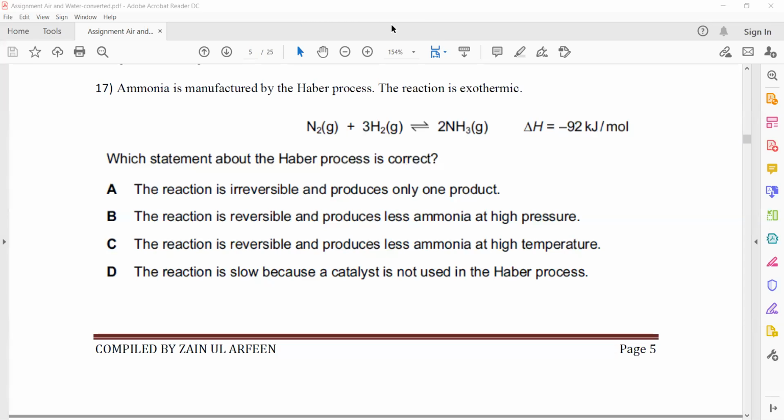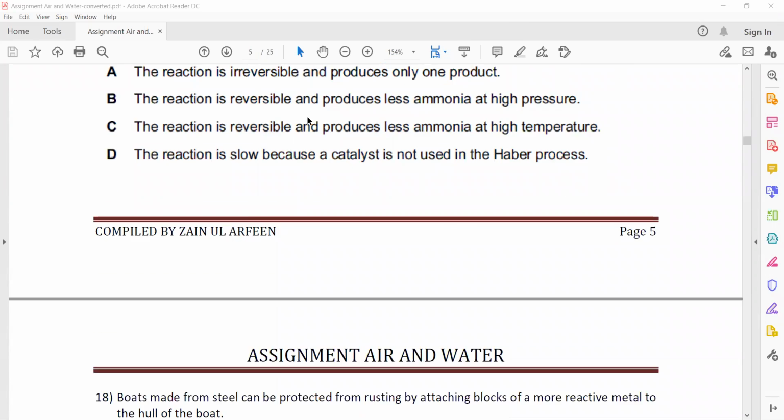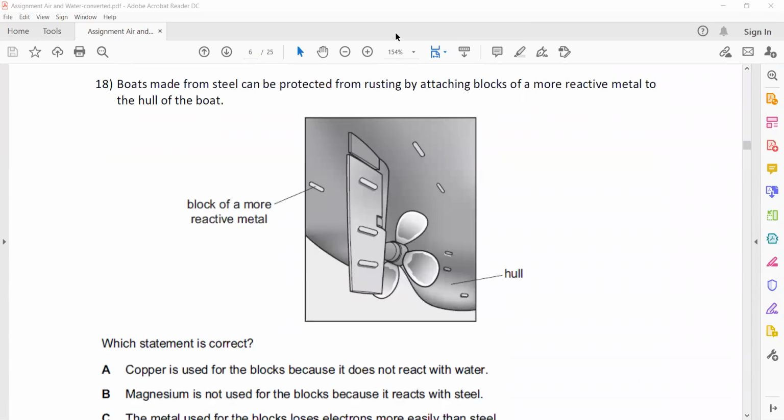Yes, C is the right answer. The reaction is reversible. It produces less ammonia at high temperature because the forward reaction is exothermic. For an exothermic reaction, an increase in temperature reduces the amount of product. It shifts the equilibrium towards the left-hand side.